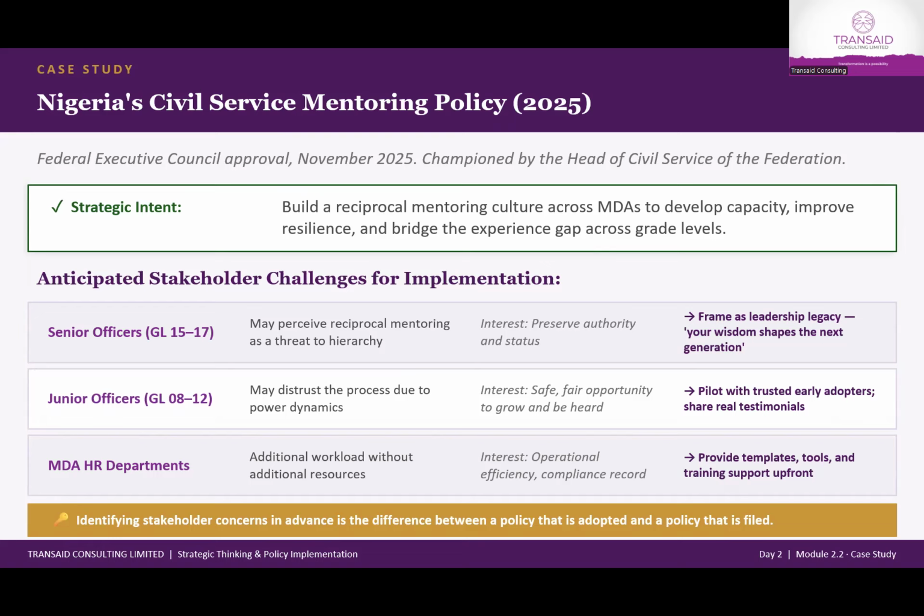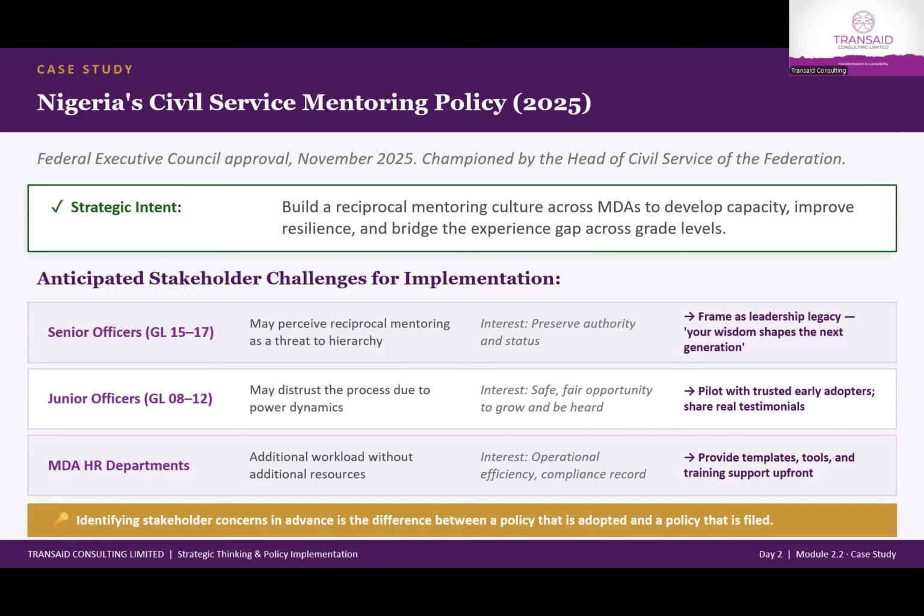Now, those junior staff, let's say from 8 to 12, they don't trust the process because there are power dynamics. They don't trust people. What is their interest? A fair opportunity to grow and be heard. Their interest is: we can also teach these people. Do they even allow us? Do they listen to us? Because they have always seen us as those ones at the bottom.